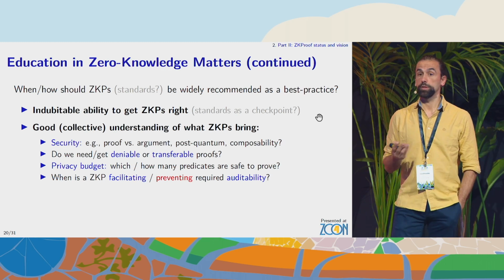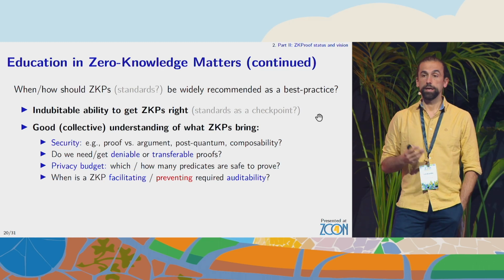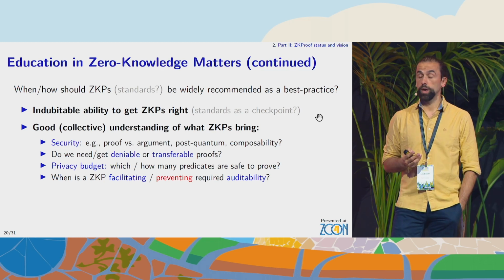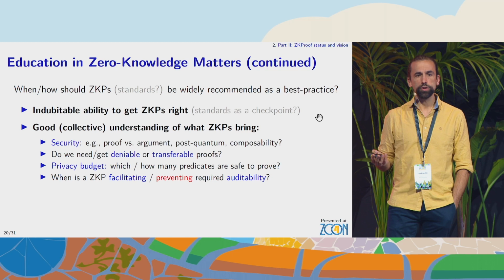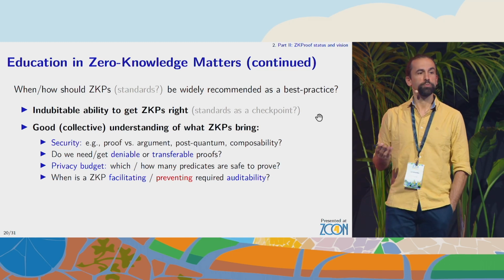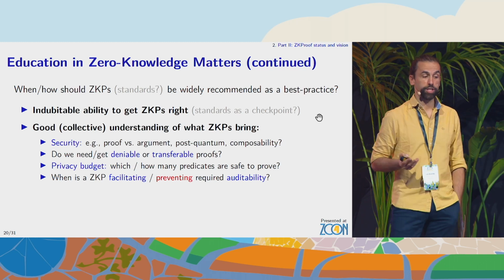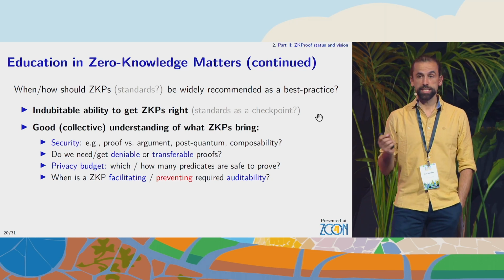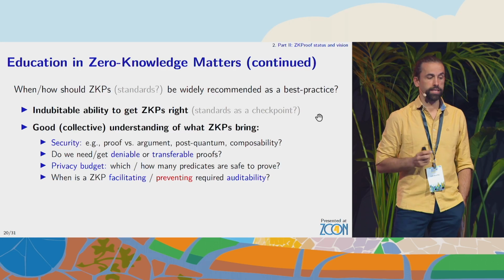So are people aware that these are distinctions? Privacy budget. Is it safe to actually give a zero-knowledge proof of a certain predicate? What if we make too many proofs about too many predicates? Are we actually leaking information? So maybe the zero in some cases is not really a zero, but a small epsilon.